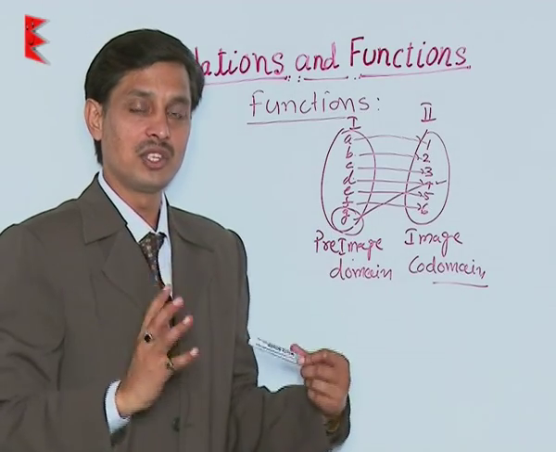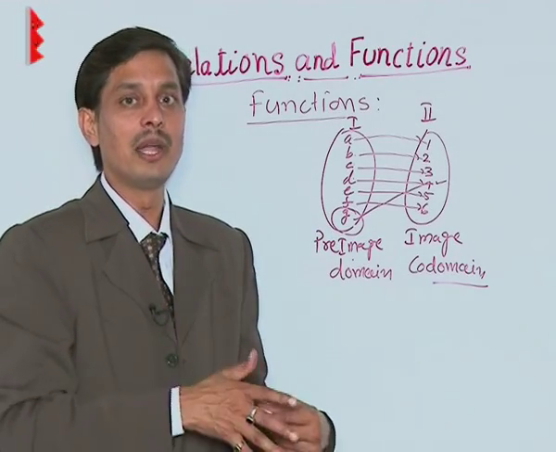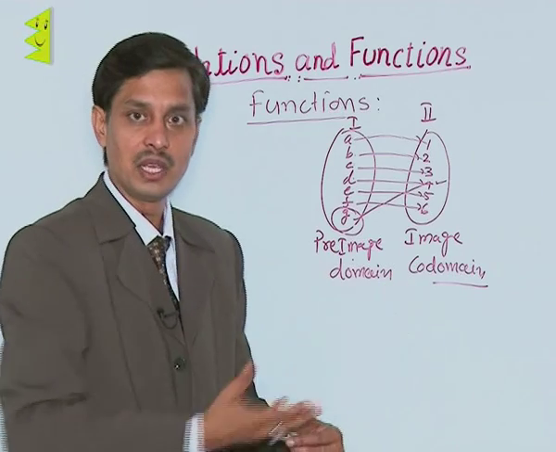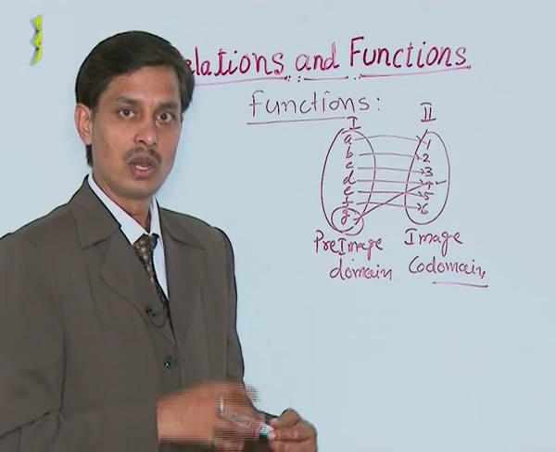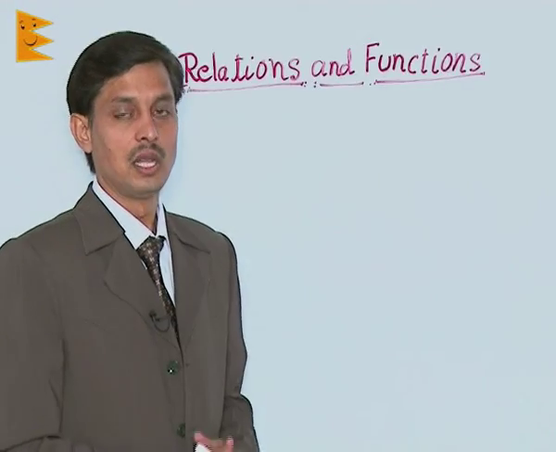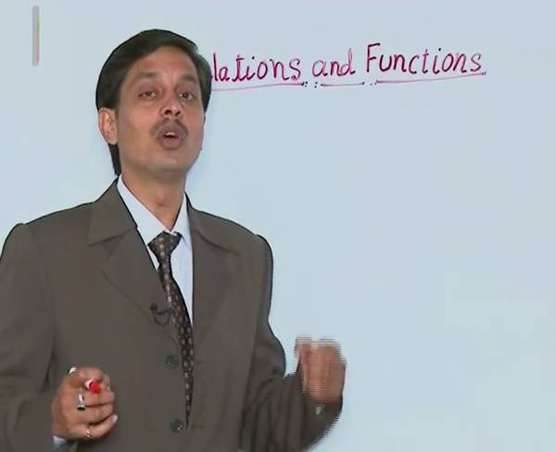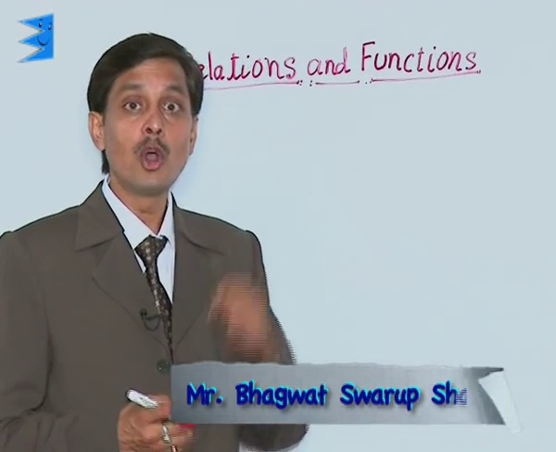So a function is a relation or an association between two non-empty sets in such a way that every element of the first set has a unique image in the second set. If I create one more situation, I will explain it in the next video. Now I want to tell you one more situation where a function is not possible.